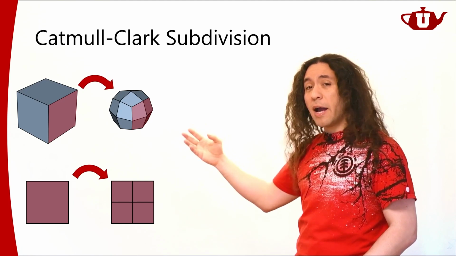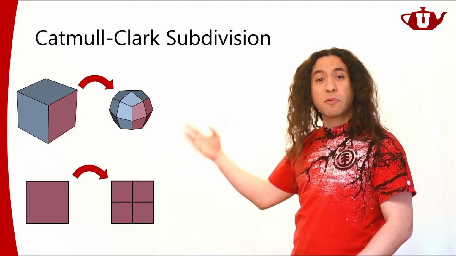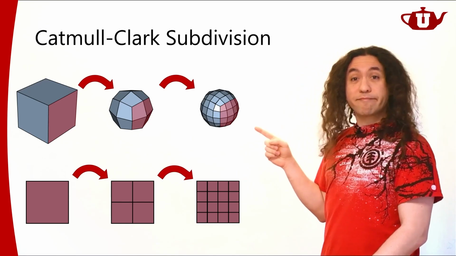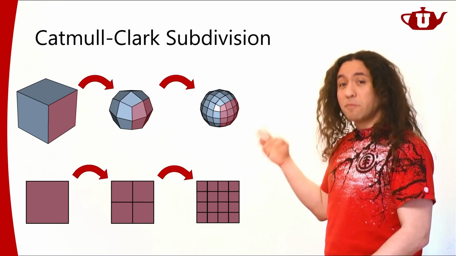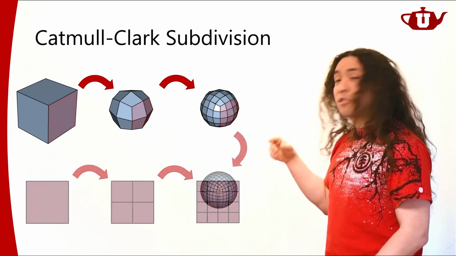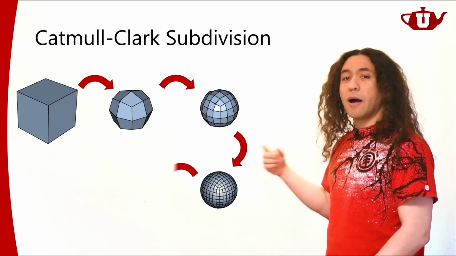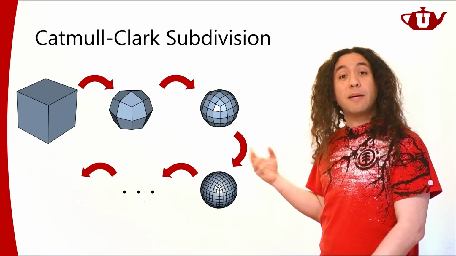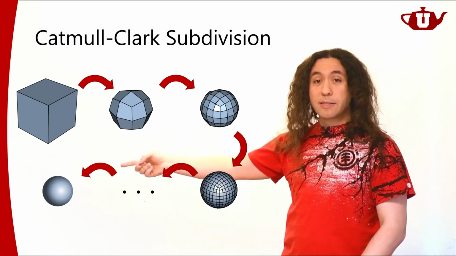So if I apply the very same Catmull-Clark subdivision rule again, I am going to get a higher resolution model looking like this, right? And I can keep doing this. I can get a higher resolution surface and then a higher resolution one and a higher resolution one. And in the end, this is going to approach a limit surface like this.